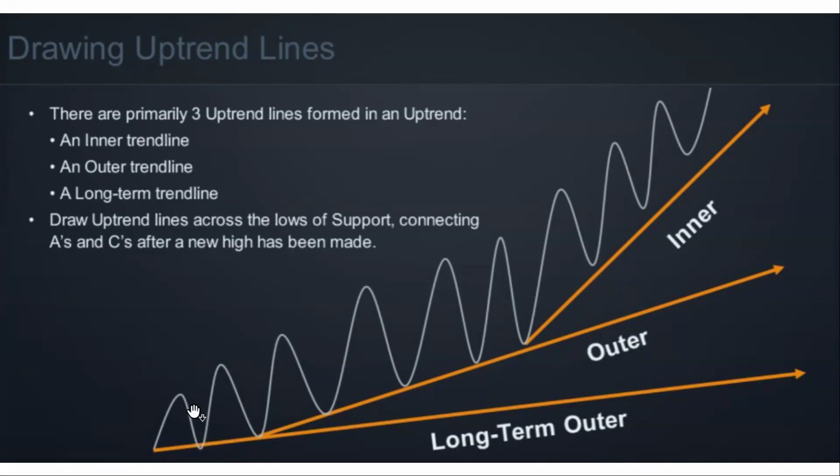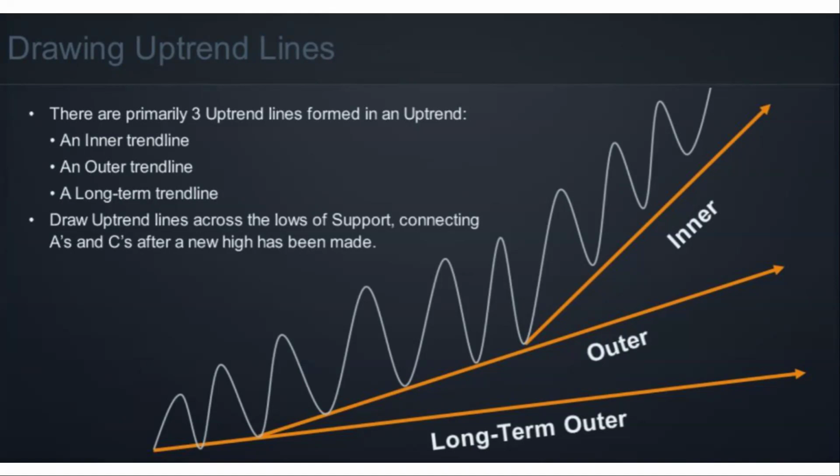Okay, so there are typically 3 trend lines that exist in the market. We have the long-term outer trend line, we have the outer trend line, and the inner trend line. Now, what happens in the market is that when the market breaks an inner trend line, the market will naturally gravitate to the outer trend line. When the market breaks the outer trend line, the market will naturally gravitate to the inner trend line.